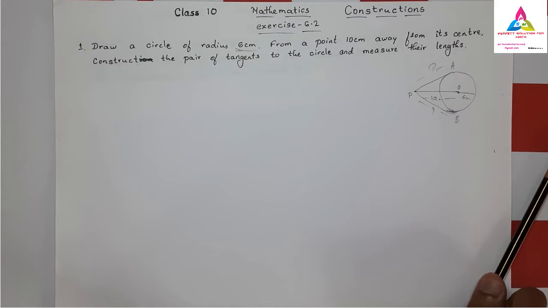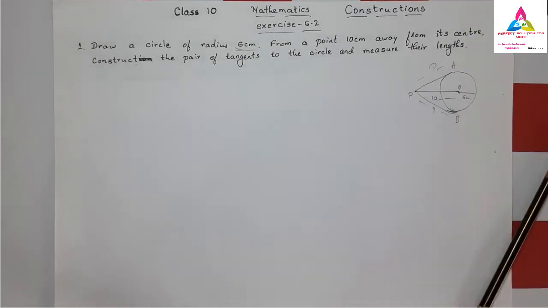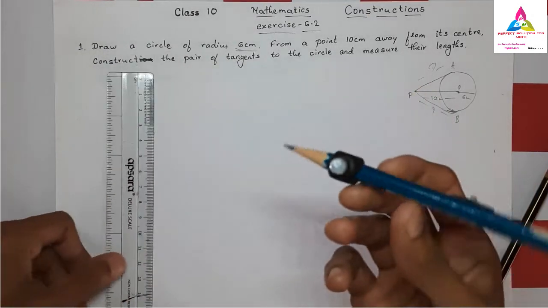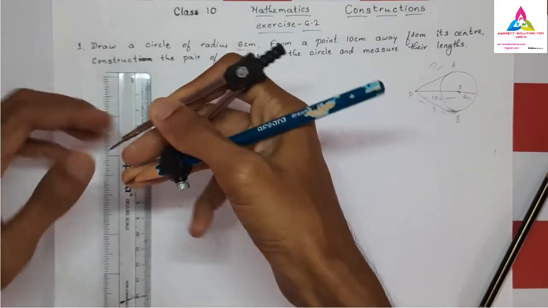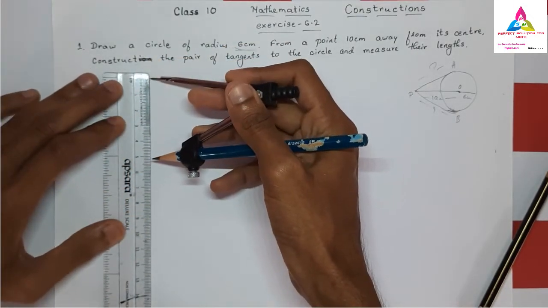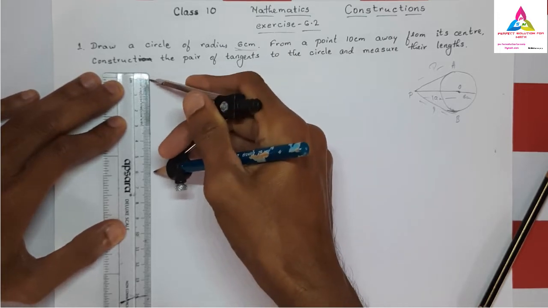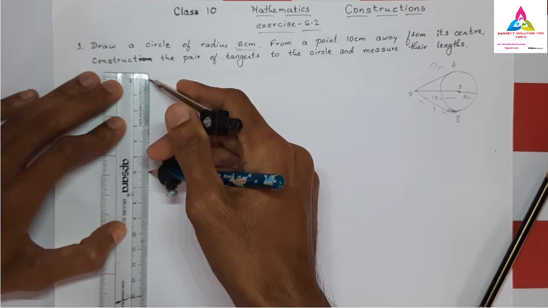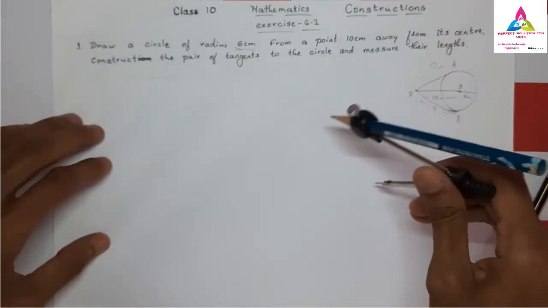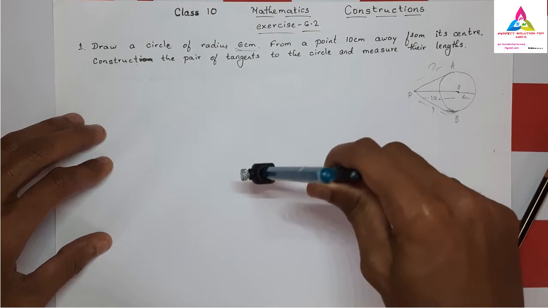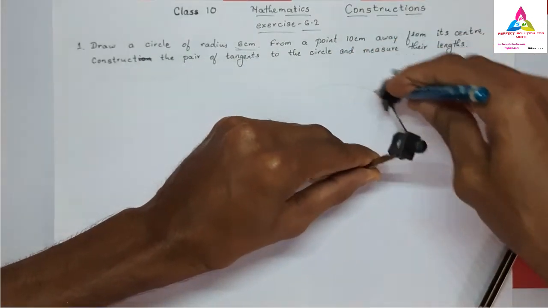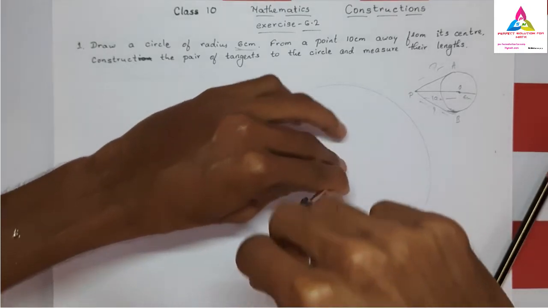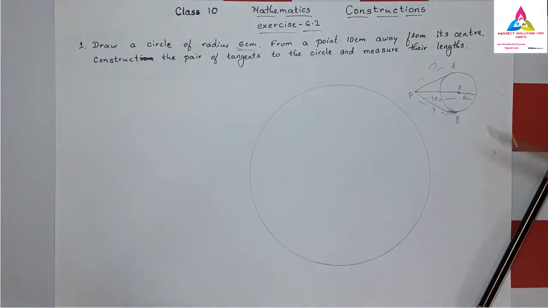First, according to the question, the first step is to draw a circle of 6 cm. So let us draw that 6 cm circle. Take a scale and a compass and measure 6 cm in the compass. After measuring 6 cm, we draw the circle. So you can see here the 6 cm circle.